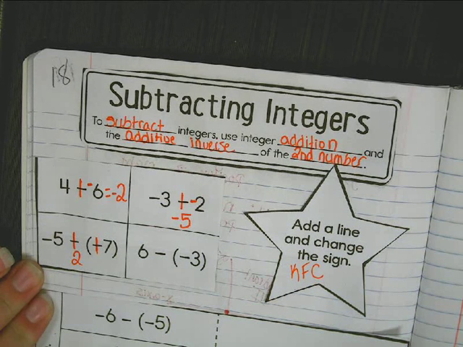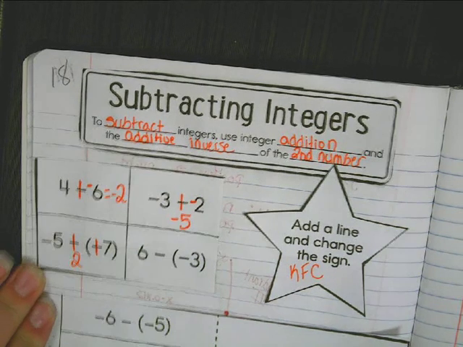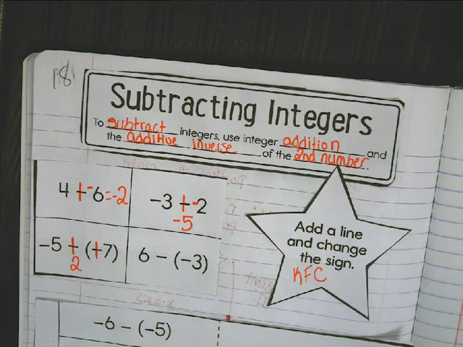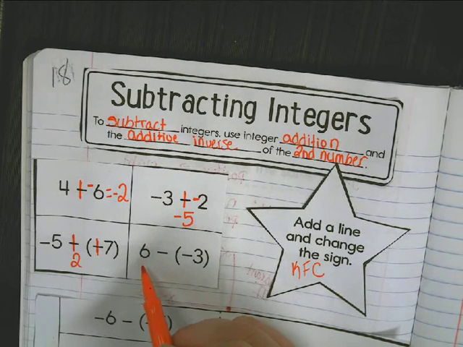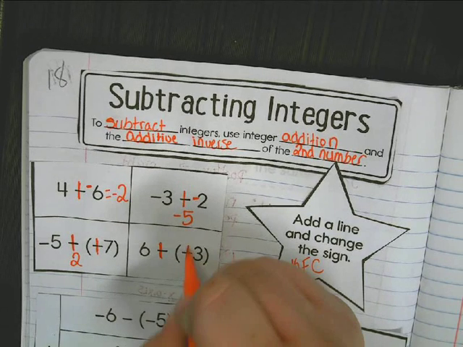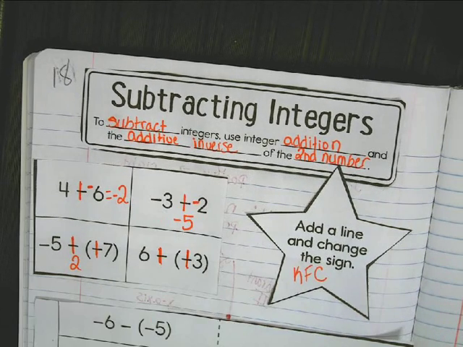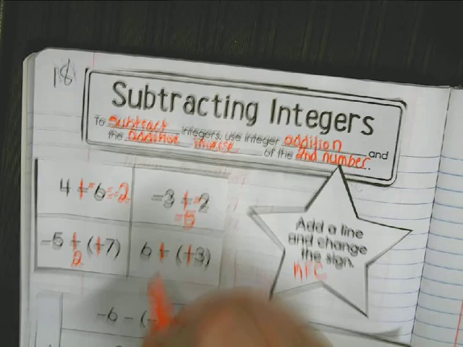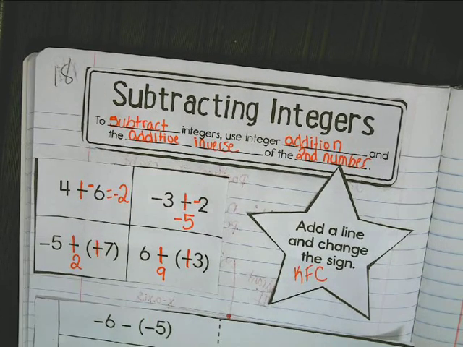Now the other one. I've got 6 minus -3. What do I do with the 6? Keep it. Keep, flip, change it to a plus, then +3. So 6 plus 3 is +9. Everyone see what we're doing there?